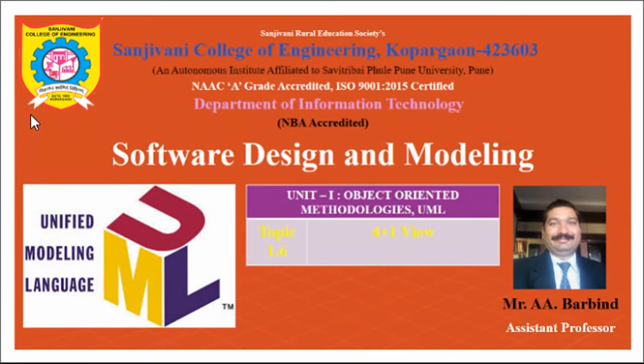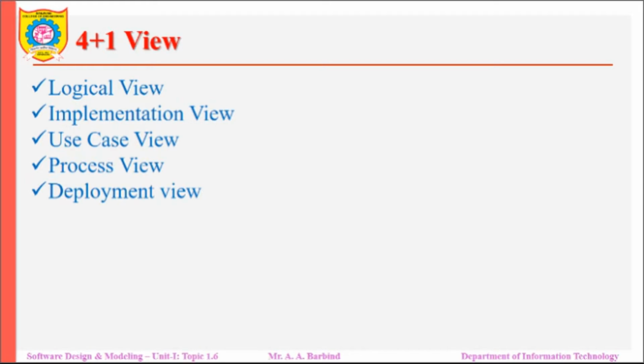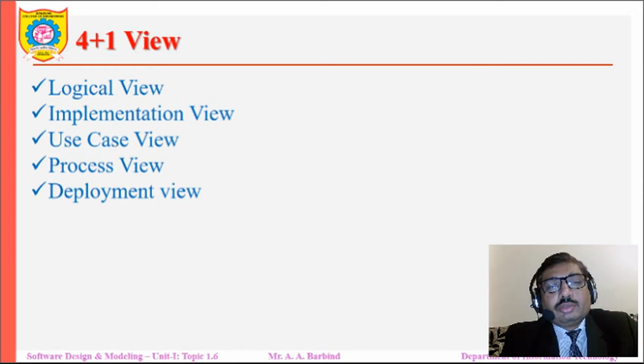In this video, you will learn topic 1.6, 4 plus 1 view, from Unit 1 Object Oriented Methodologies and UML. This is the outline of the topic. We shall see the different views of a software system: logical view, implementation view, use case view, process view, and deployment view.